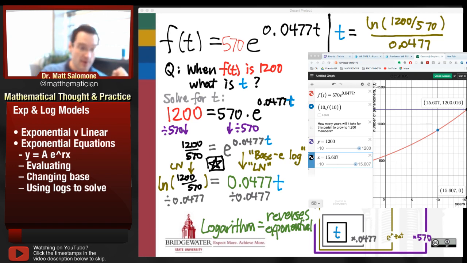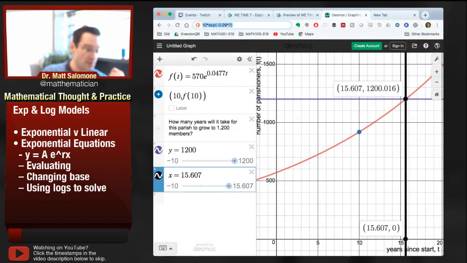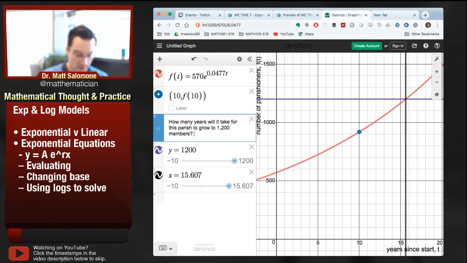The only thing that's left to do is just to get a number out of this jumble, for which, again, let me just use the browser window to type this in this time. So what did I have? The natural log of 1200 divided by 570, and then I divided that by 0.0477. And sure enough, I do that operation, and I get 15.6067, etc., etc. And that does indeed answer the question. According to Desmos, it lines up with what was gotten on the graph here. How many years will it take for this parish to grow to 1,200 members? About 15.6 years.